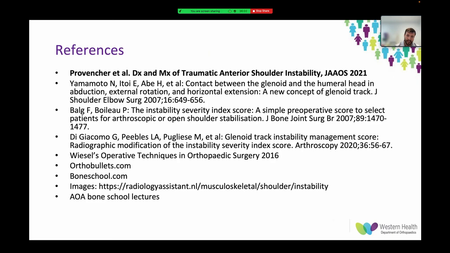And that's it. The JAAOS article is very helpful for this, and a variety of other sources there.